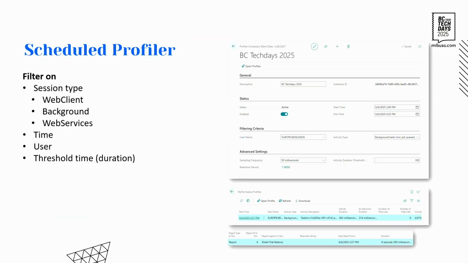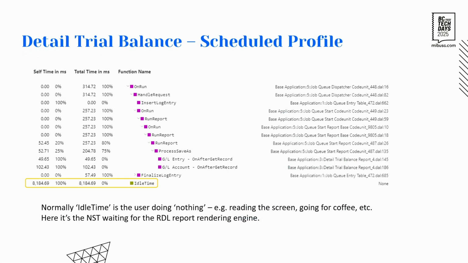These slides are just to show what I just showed. The only interesting thing, sometimes there's also a point called idle time there. So this could be anything. This can be the user reading the screen or drinking coffee or waiting for the phone to call or whatever. But in this case, when it's printing a report, it's the NST that is waiting for the RDLC renderer to render this report. That's also idle time seen from the profiler's standpoint.